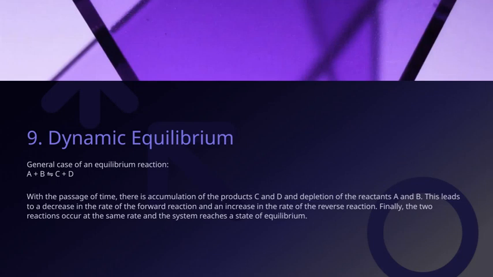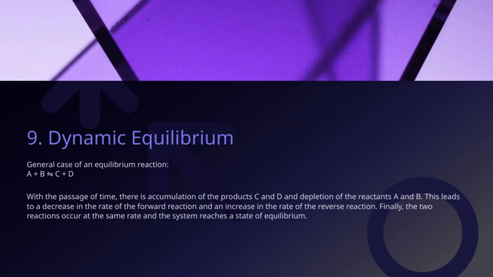As time passes, you'll notice that products C and D begin to accumulate, while reactants A and B start to get used up. This change causes the forward reaction to slow down because there are fewer reactants available, and at the same time, the reverse reaction speeds up as more products are formed. Eventually, these two processes balance each other out, and the rates become equal. When that happens, the system reaches what's called a state of equilibrium.